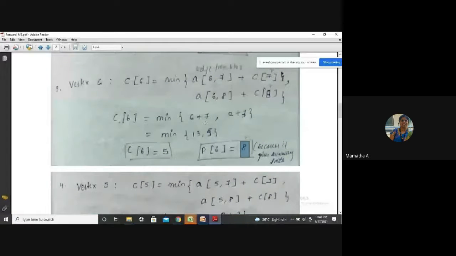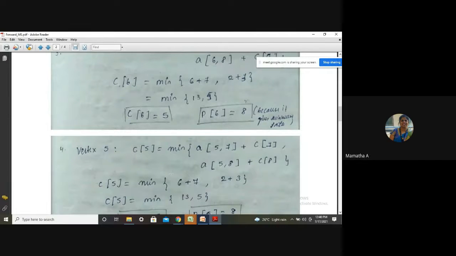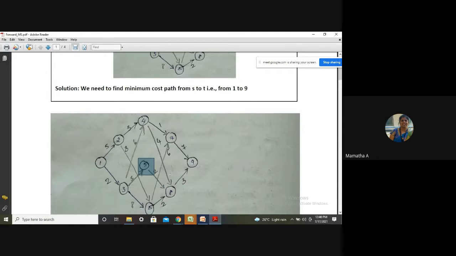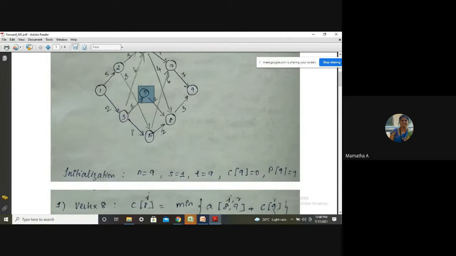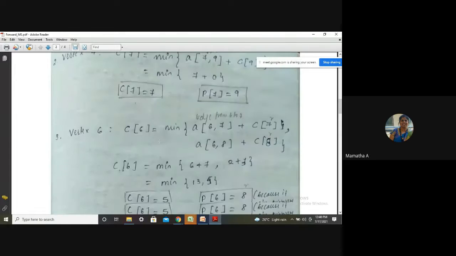Now 6 is done. Similarly, I have to take the vertex 5. And you can observe 5, there is only one edge to 8. Okay, 5, only one edge or two edges? Okay, so while drawing it is missed. Fine. So actually there are two edges here from 5. 5 to 8 and 5 to 7. Okay, in the diagram it is missed. Yeah, 5 to 8 and 5 to 7.